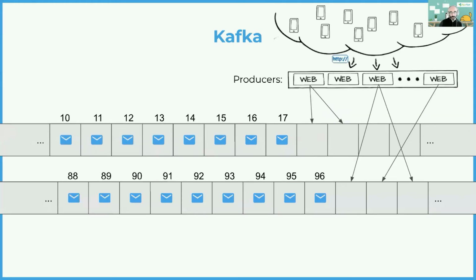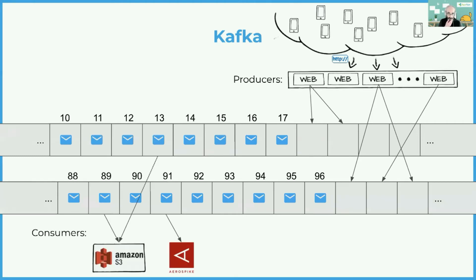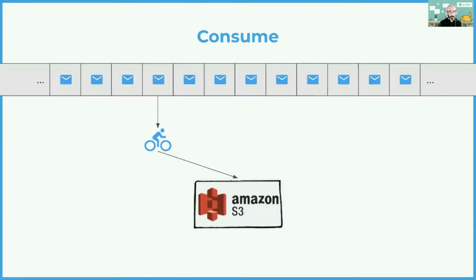Since we can deal with multiple partitions in parallel, producers which are writing to Kafka can distribute their data and communication. And the same goes for consumers, which read the data. They do it independently of producers, and they do it independently of each other. Let's zoom in on how a consumer works.